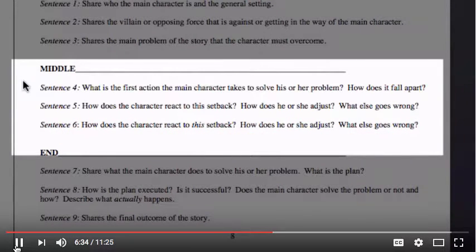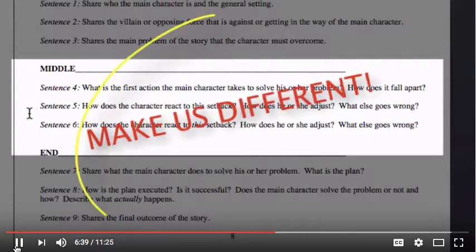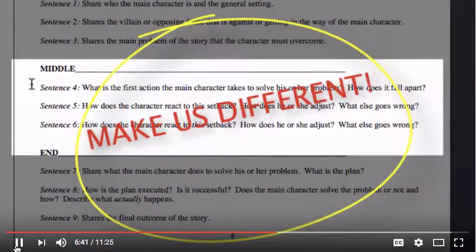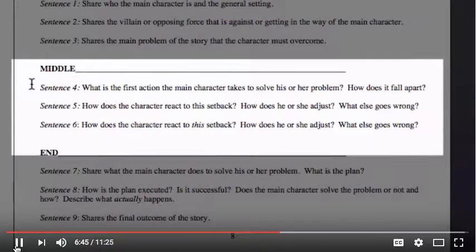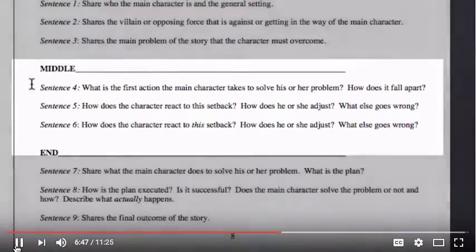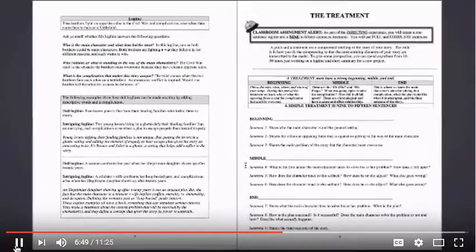And remember, as your character comes up with plans, each plan should be different. So, in sentence 4, when the character takes the first action and has to adjust, make sure that what he or she does in sentence 5 is completely different. Otherwise, your movie will be boring and monotonous.